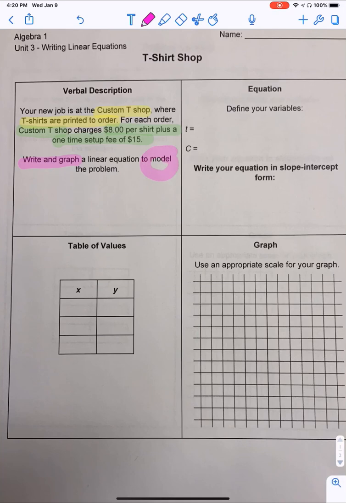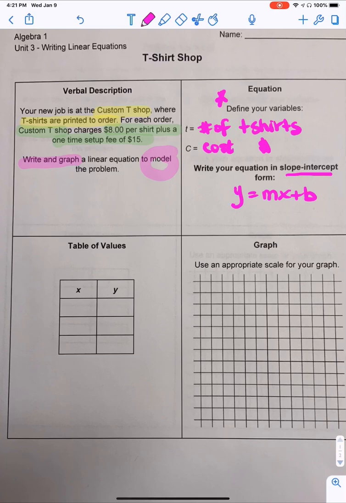So first of all, if I'm going to start out, I have a T and a C that I'm going to use because we're talking about t-shirts and we're talking about cost. So T is going to be our number of t-shirts. C is going to be our cost. And we're going to assume those are in dollars. So if they want us to write our equation in slope-intercept form, here's my slope-intercept form.